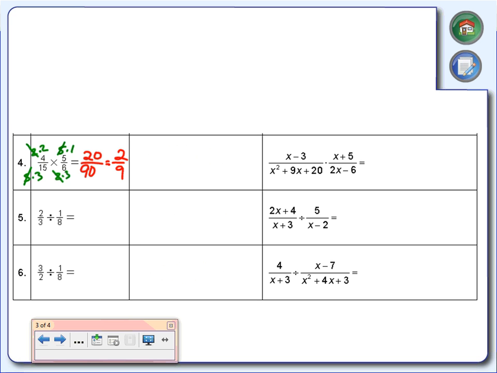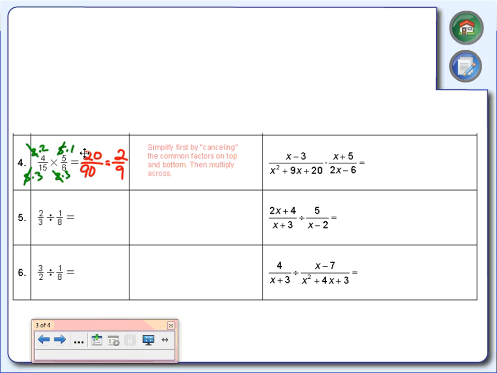Now look at what I have here. Look at the numerator. I've got a 2 and a 1. What do you get when you multiply 2 times 1? You get a 2. Notice down at the bottom, the denominator, I've got a 3 and a 3. What do you get when you multiply 3 times 3? You get a 9.